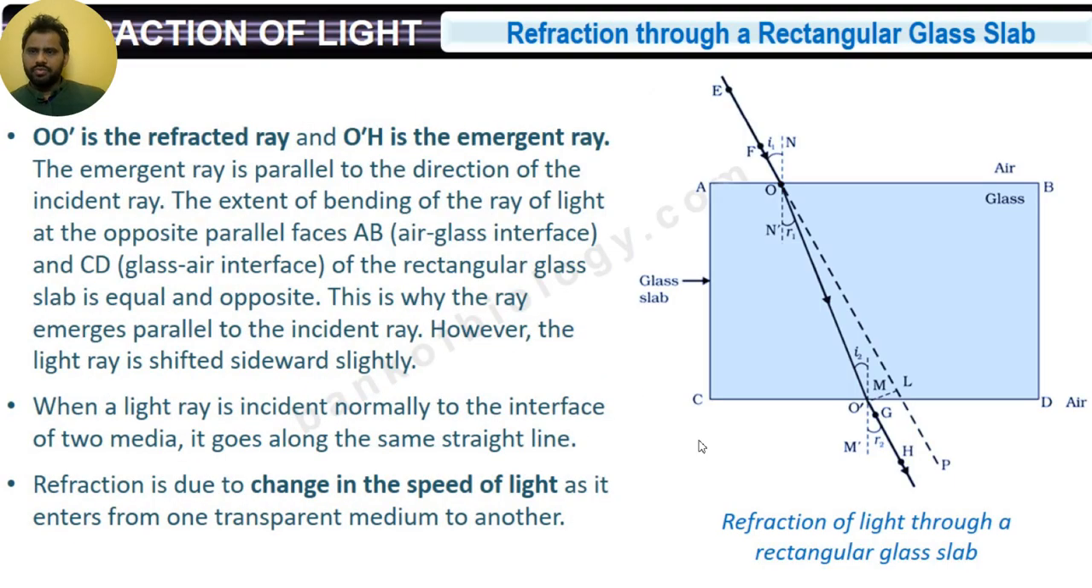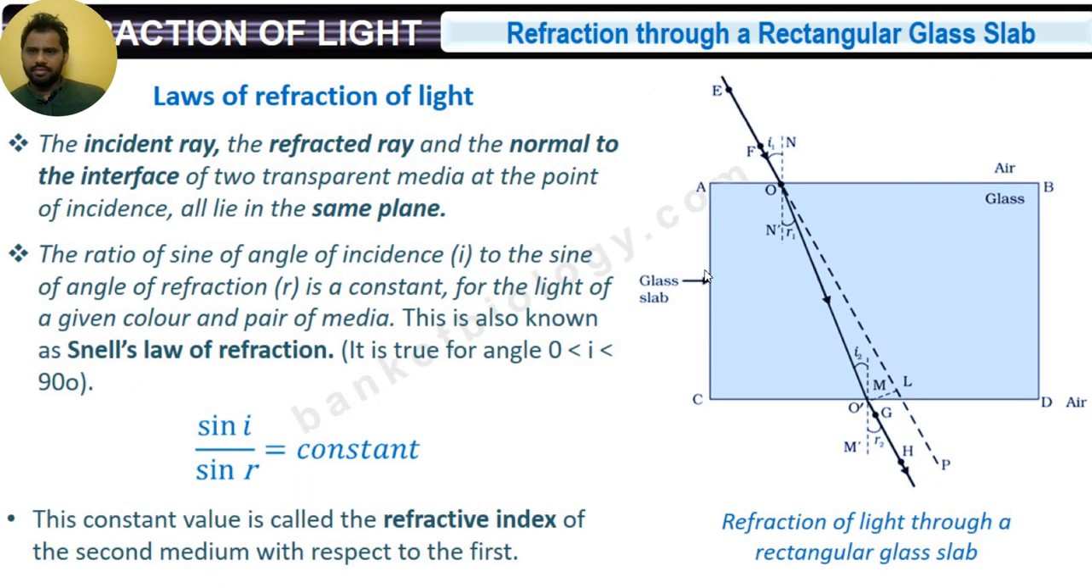Okay, let's move ahead. OO dash is the refracted ray. O dash O double dash is the emergent ray. Okay, the emergent ray is parallel to the direction of the incident ray. Refraction is due to the change in the speed of light as it enters from one medium to another.